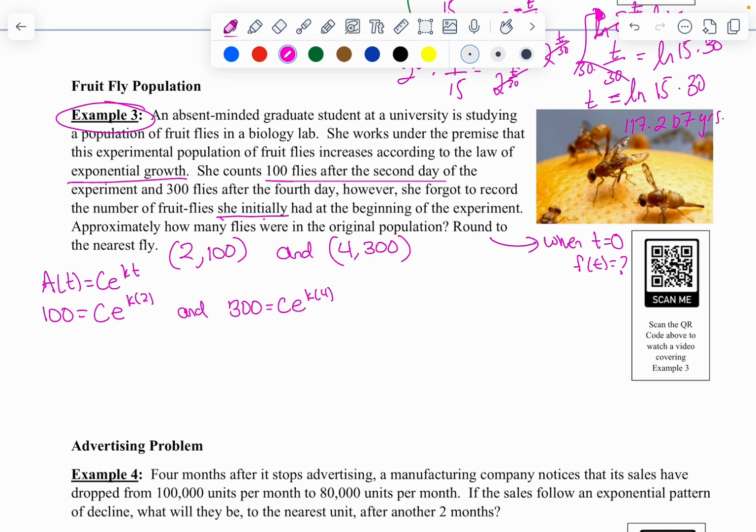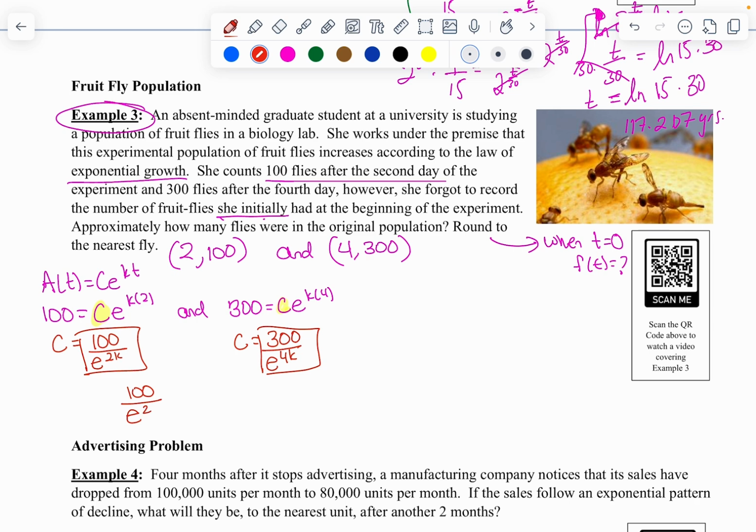So right now, we have two equations that we can use algebraically by solving both of them for c and then setting those equal to each other. So in this equation, c is equal to 100 divided by e to the 2k. And in this equation, c is equal to 300 divided by e to the 4k. Since I have two equations from the same information, I can take the two c's and set them equal to each other.